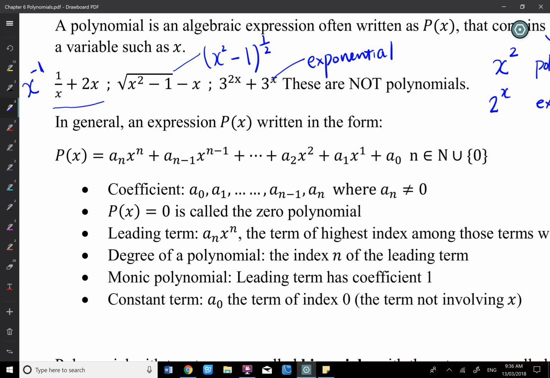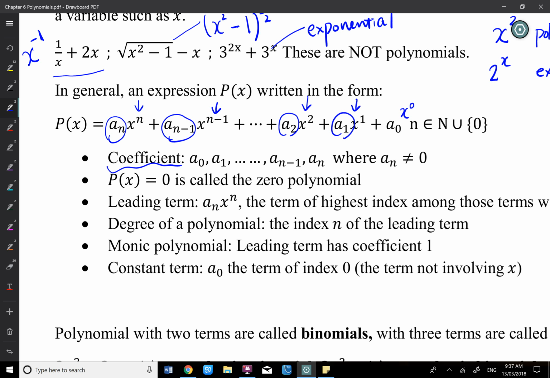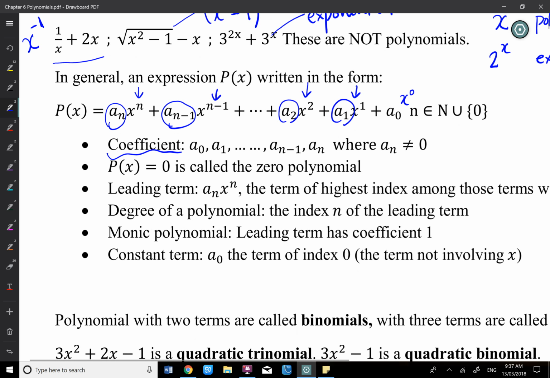In general, we express p(x) in the form of this. All of these a's are the coefficients of the x terms. Then we have x to the power of n, x to the power of n minus 1, x to the power of n minus 2, until x to the power of 2, x to the power of 1. And here we have x to the power of 0, which is 1. So the last one is a constant term, but you can see it as x to the power of 0. I write things in decreasing order.